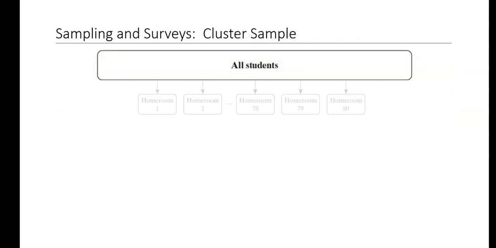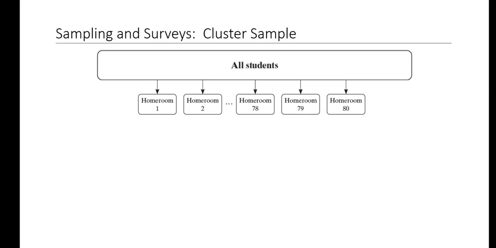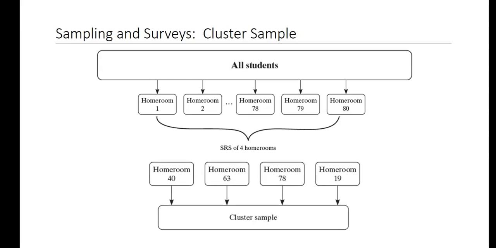So let's draw a picture of it. First, maybe you break it up by homeroom class. You've got a lot of different homeroom classes. Then you're going to choose, unlike stratified where you took a sample of each one, we're just going to do a simple random sample to choose which homerooms are chosen. Once you've chosen those 4 particular homerooms, you're going to find out everything about each homeroom. You're going to do a census.